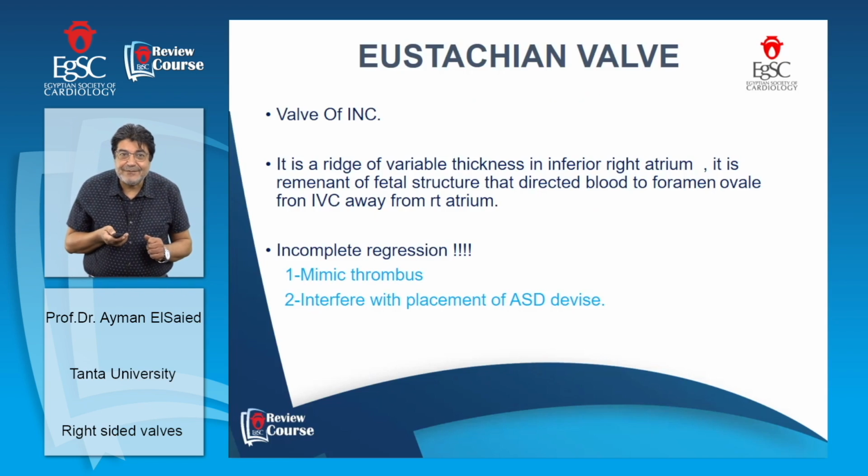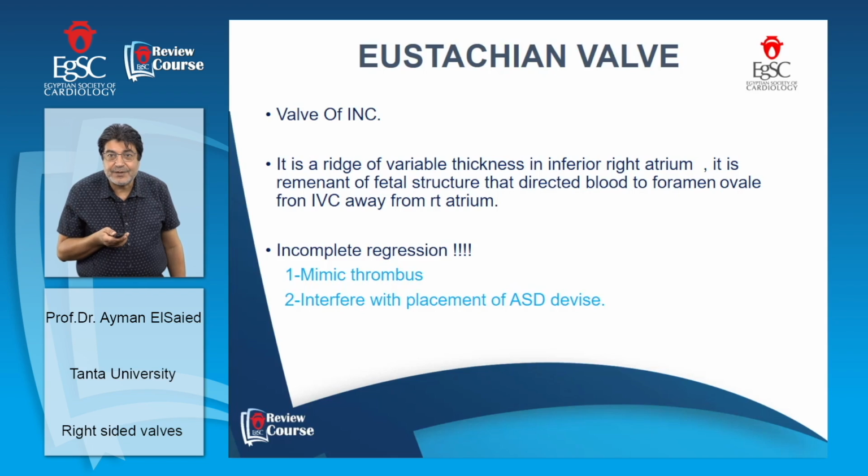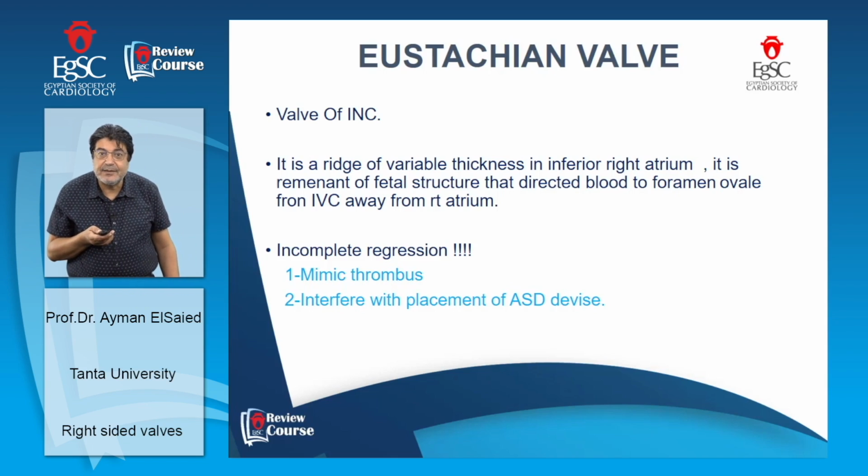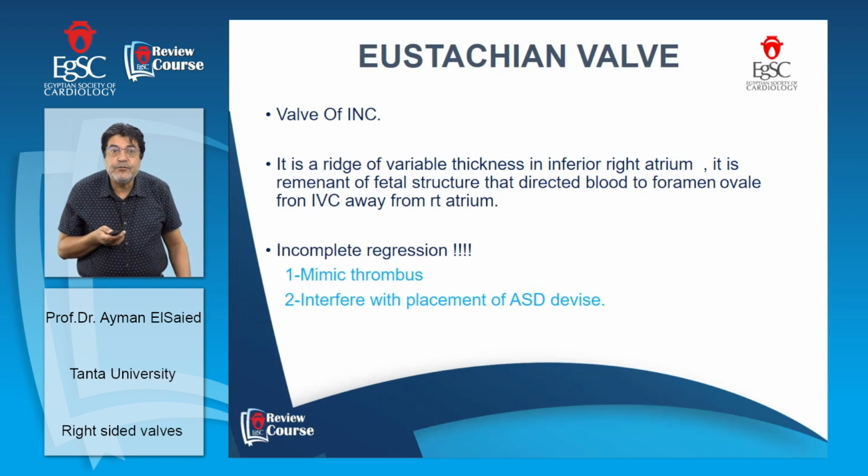What is the Eustachian valve? It is the valve of the inferior vena cava. It is a ridge of variable thickening in the inferior part of the right atrium. It is a remnant of a fetal structure that directs the blood in the fetal circulation from the foramen ovale to the inferior vena cava, away from the right atrium and away from the tricuspid valve.